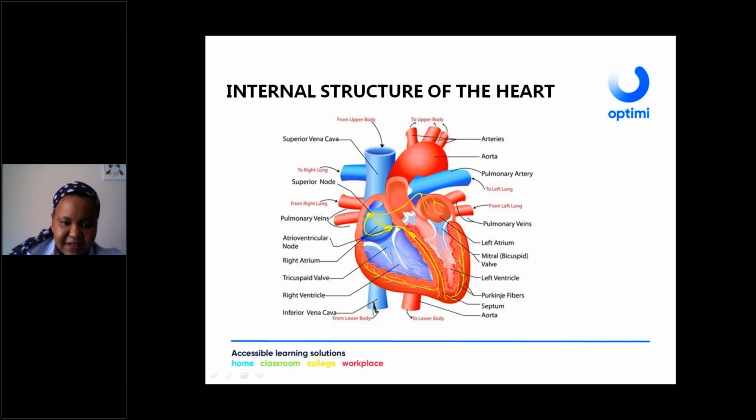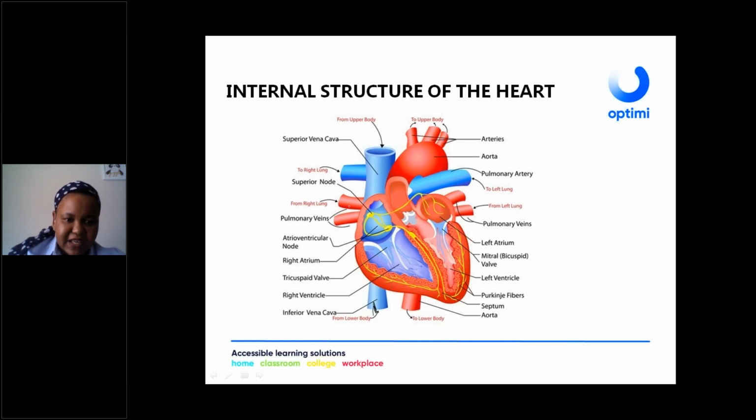And then we have valves there known as the tricuspid valve that open and close to allow blood to go in. Okay, they open to allow blood from the atrium into the ventricles. They close so that blood doesn't travel back. Okay.